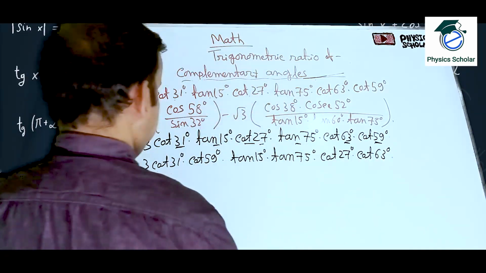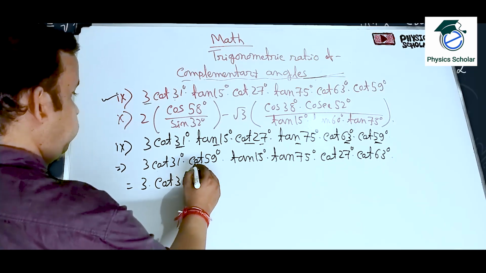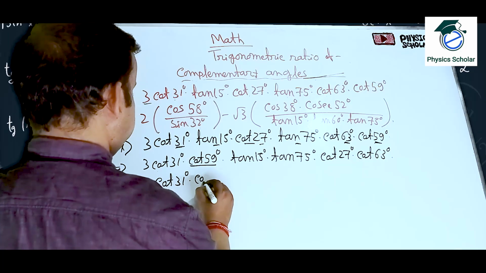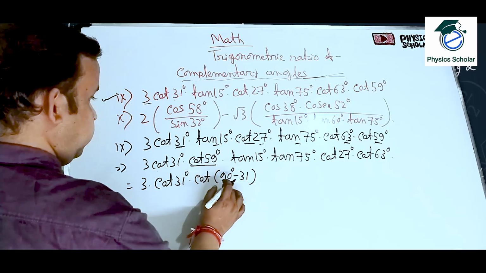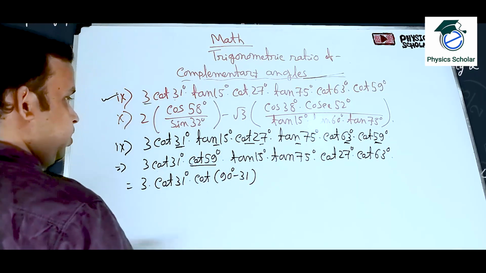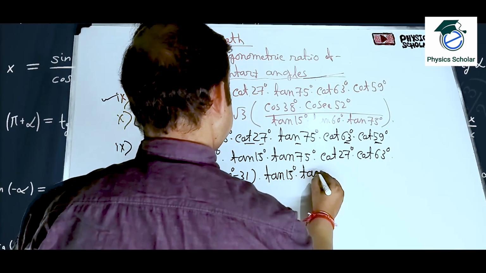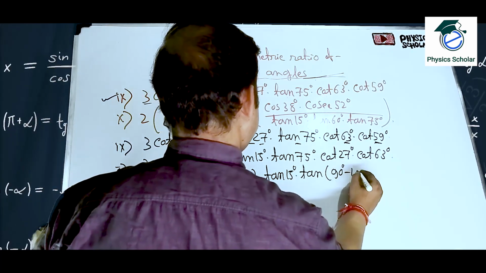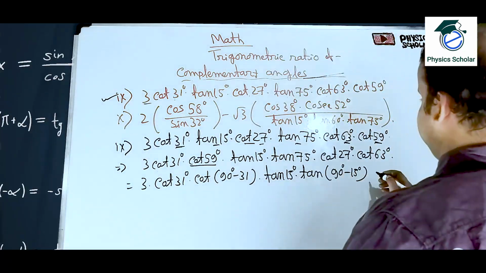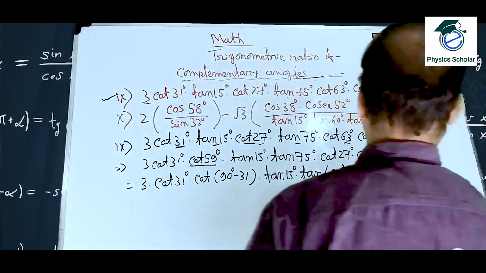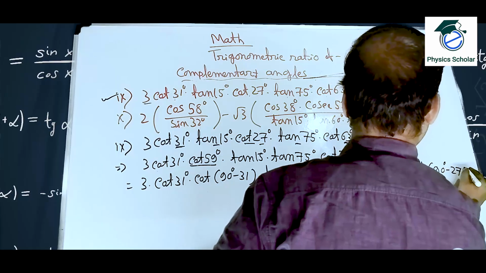Clear? Now, what you can write? 3 into cot 31 degree. Now, we will change this. What you can write now? Cot 90 degree minus 31. 90 minus 31 means what? 59, cot 59. Clear? Into tan 15 degree into tan 90 degree minus 15 degree. Clear? That means tan 75. Okay. So, 75 we can write like this, into cot 27 degree into cot 63 degree, which is 90 degree minus 27 degree.